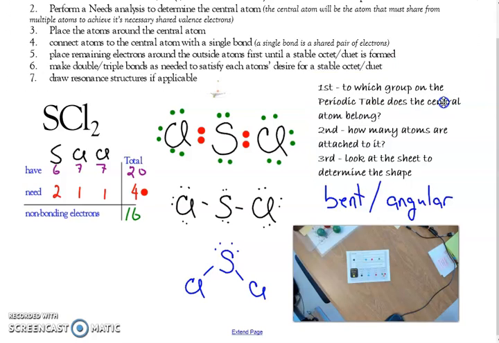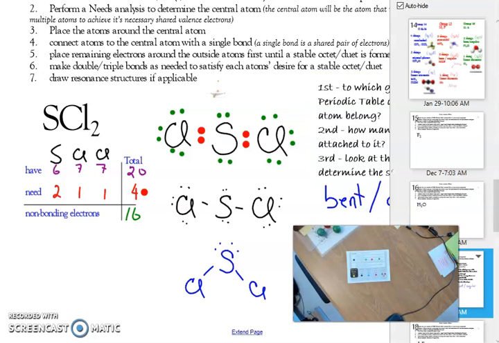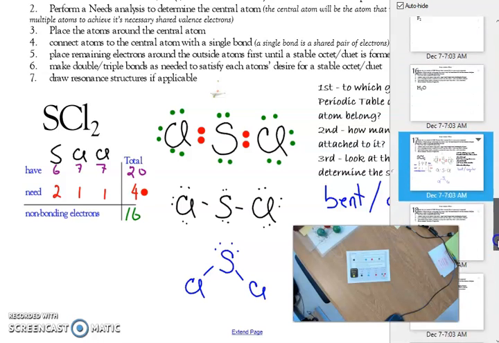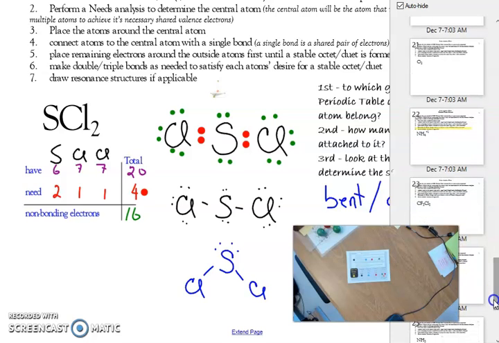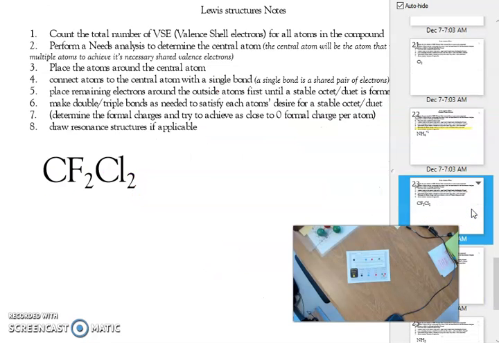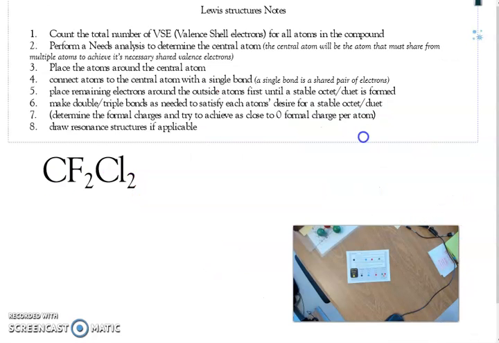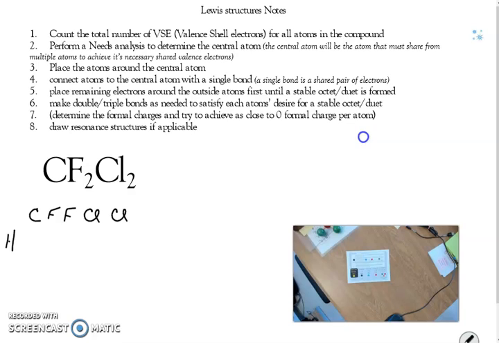We take this and we'll look at this one here, CFCl2. Okay, we have to do our have needs analysis. We have a carbon, we have a fluorine, another fluorine, a chlorine, and a chlorine. So we have the haves, the needs, and then the extras.